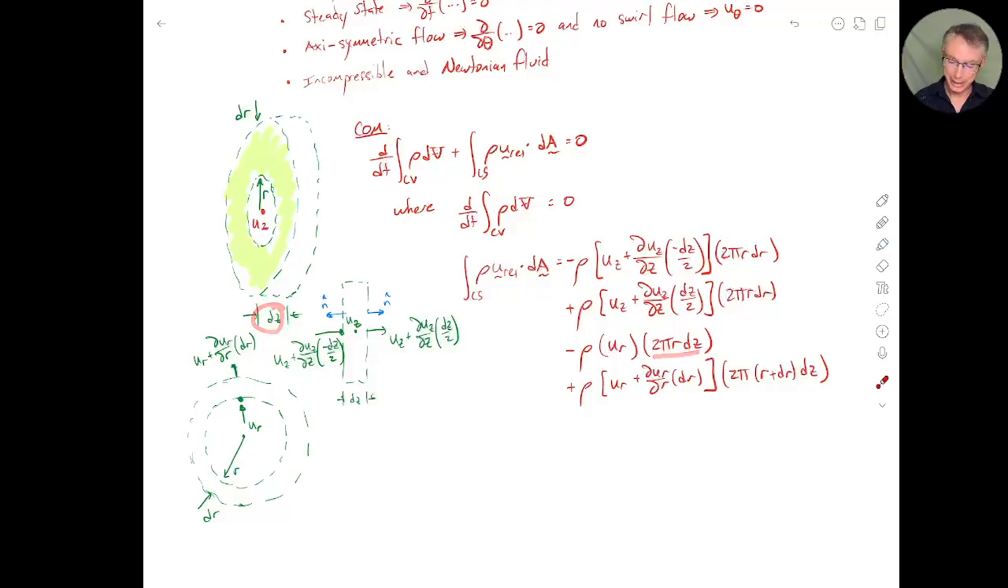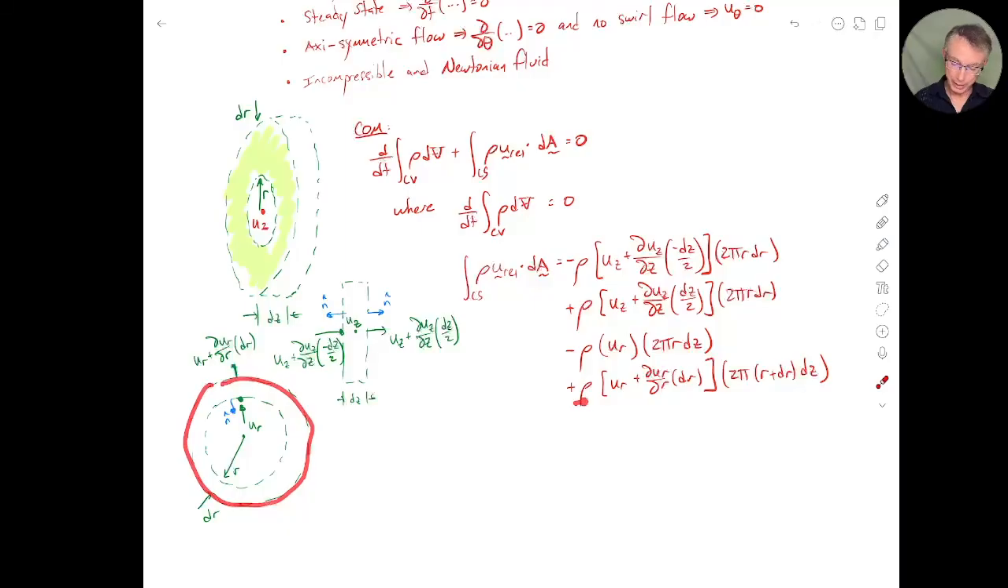That's that one. And then we have the negative because the normal vector on this face is an outward pointing normal vector, so it points in the opposite direction of u sub r. So that's why we have the negative. And then we'll do the outer face.